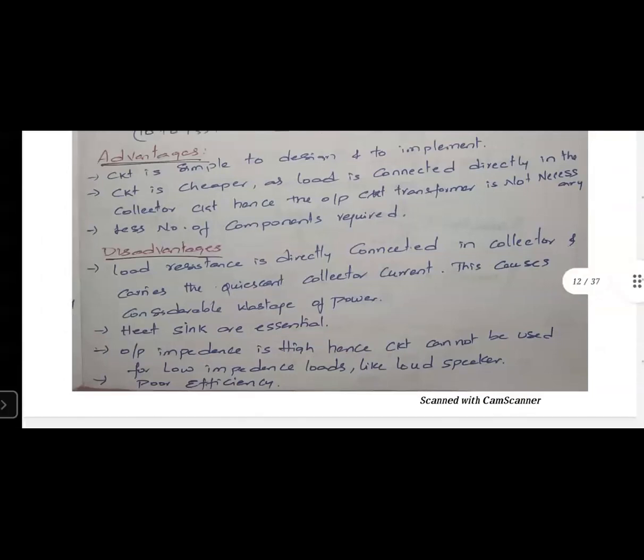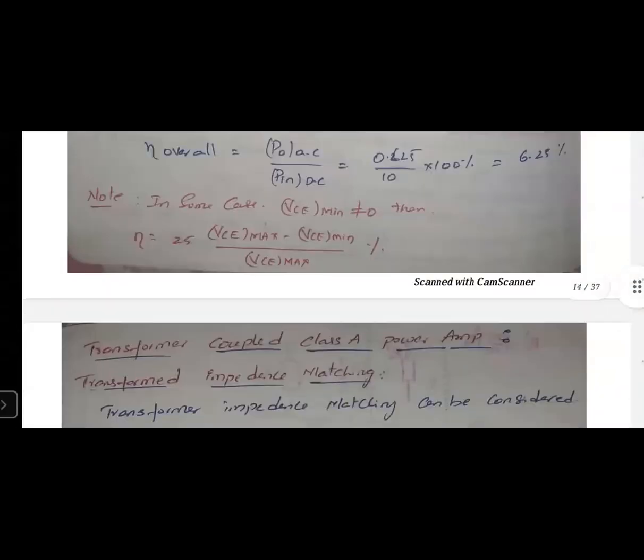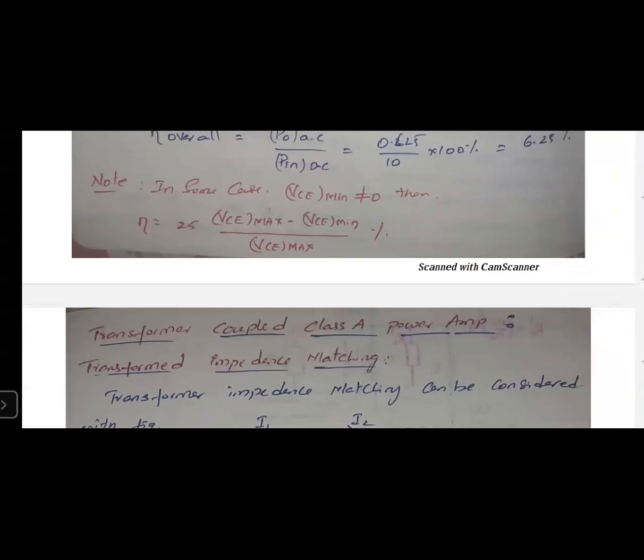We have discussed one problem with this model. For practical consideration, the efficiency can be calculated as 25% of (VCE maximum minus VCE minimum) by VCE maximum, for the class A power amplifier with direct feed. Ideally it is 25%, and practically it is 10 to 15%. We cannot achieve the maximum power efficiency using class A.